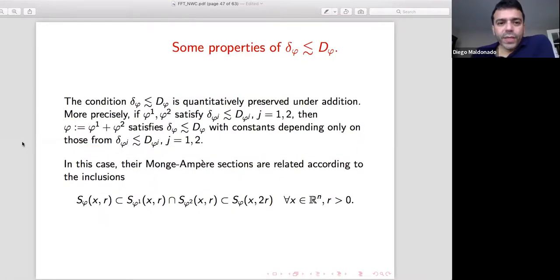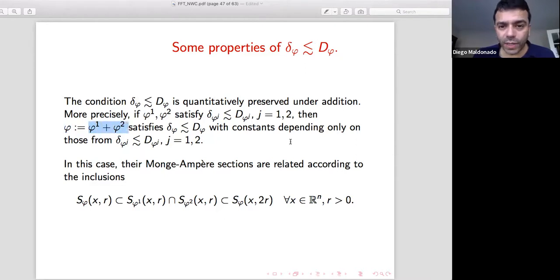More properties. Suppose you have functions phi1 and phi2 that have the property, this delta smaller than d. Then the sum also has the property. So this property is stable under just adding functions. And then how do we relate the sections of the sum to the sections?